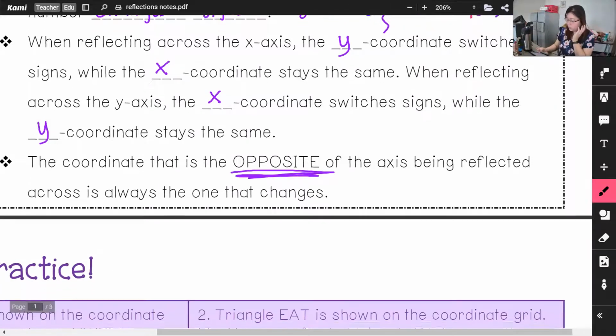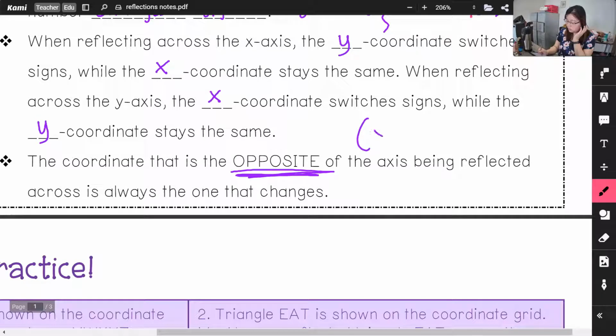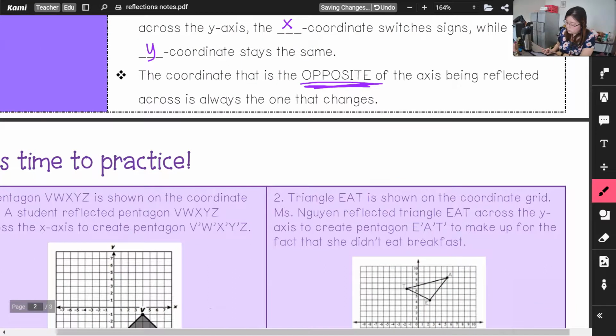Okay, and remember that the original point is always x comma y. So if you're reflecting across the x-axis, that means that the first number will stay the same, and this second number is the one that changes signs. If you're reflecting across the y-axis, then the y, the second number, stays the same. The first number changes signs. So you're not changing the order or anything. It's just one of them is going to change signs, one of them is going to stay the same. Okay, so now let's look at some practice problems.